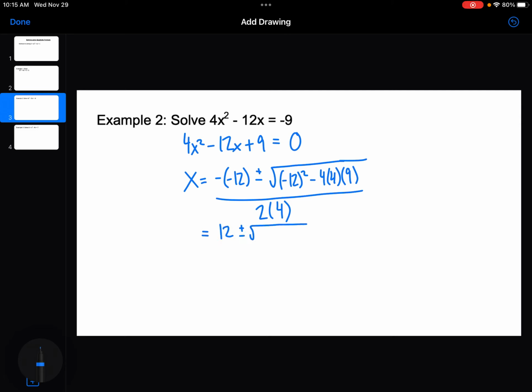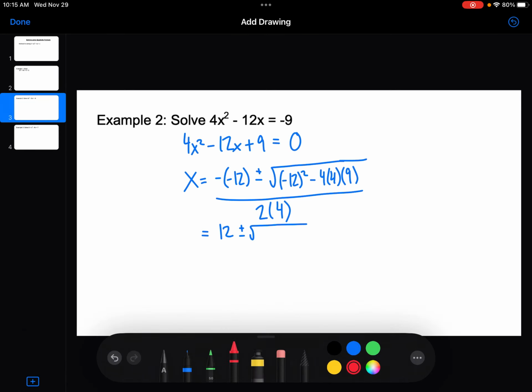We should never have a negative value right here, because negative 12 times negative 12 is positive 144. A common mistake would be to write negative 144 minus, what's that, 16 times 9, excuse me, 144. That's not right. This negative doesn't exist, because a negative and a negative make a positive. So this is going to be 144 minus 144, all divided by 8.